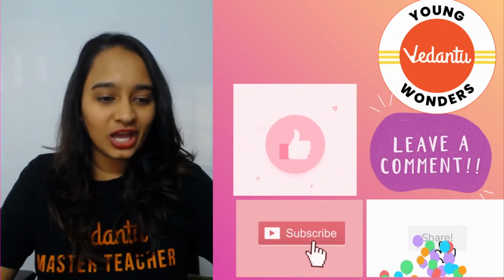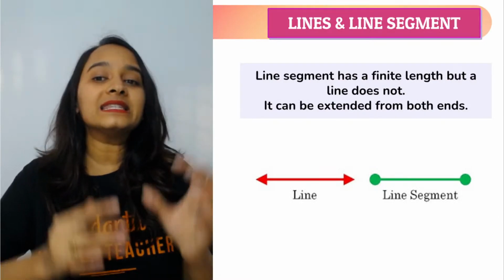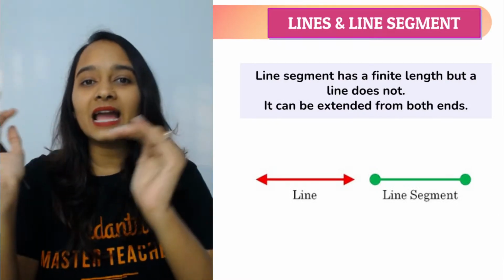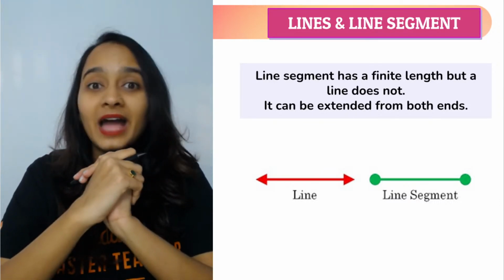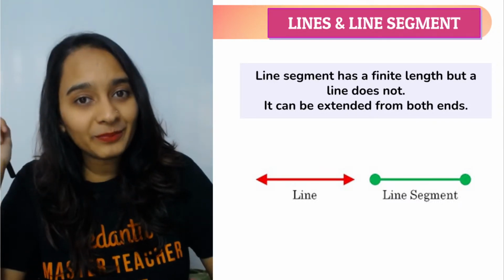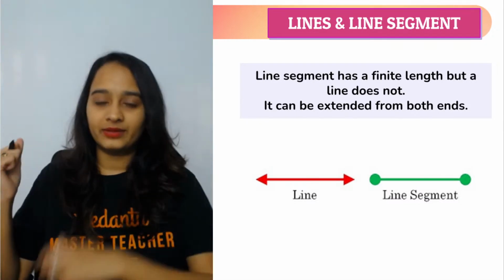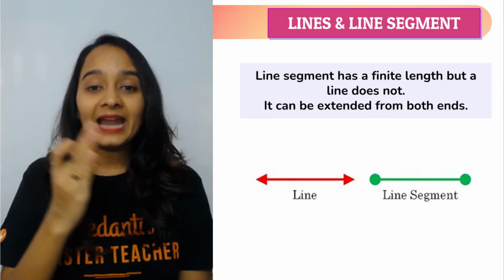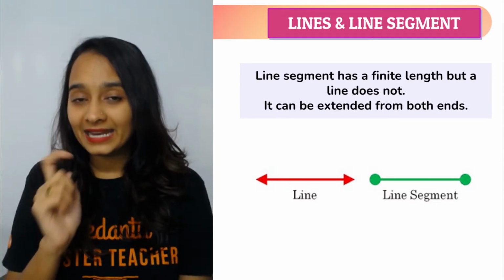Okay? Chalo, let us get started with the chapter lines and angles. Now, lines and angles are two different parts, but they're somehow related to each other also. How? First, before we jump into that, let us talk about the different types of lines that we have. So, we have a line and a line segment. Now, what is the difference between a line and a line segment?